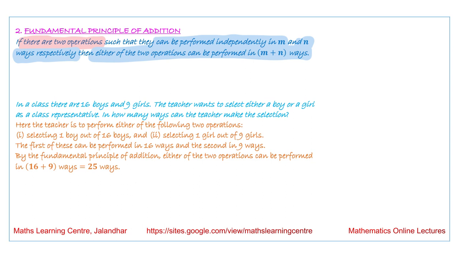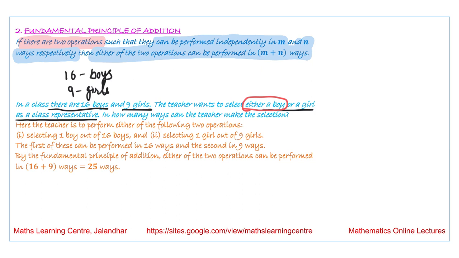Again we are talking about the same situation. In a class there are 16 boys and there are 9 girls. The teacher wants to select a boy or a girl as a class representative. Now the teacher is not selecting one boy and a girl. Either the teacher has to select one boy or the teacher has to select one girl. In how many ways can the teacher make the selection?